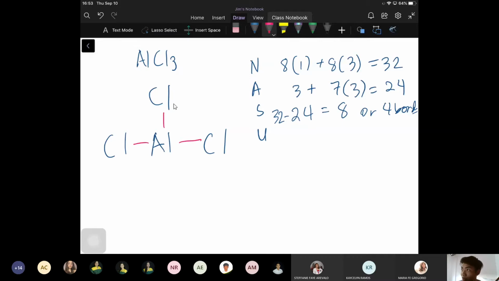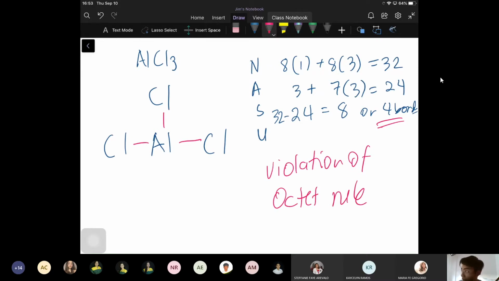Bawal yun, no? So, sumobra yung bond natin dito. Pag nakita nyo yan, sumobra yung bond mo sa kaya ng atoms mo, that means this is a violation of octet rule. Pag nakita nyo na sobra yung bonds kaysa sa kaya ng atoms. Again, group 7, isang electron lang kailangan nila, so they can only form one bond. Single bond lang yan. So, violation of the octet rule yan.